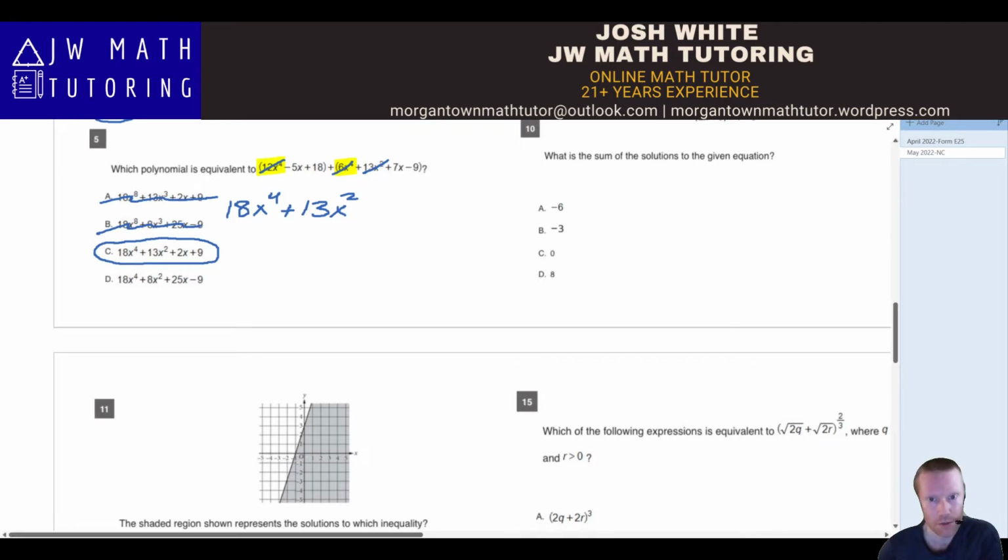So next we would look at combining the x terms. Negative 5x plus 7x should be plus 2x, and then cross them out. And then last, 18 minus 9, or 18 plus negative 9, and that would be plus 9. Again, we get the answer that matches letter C.